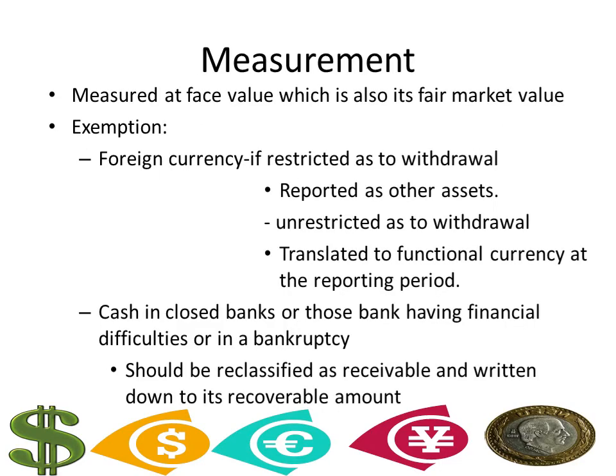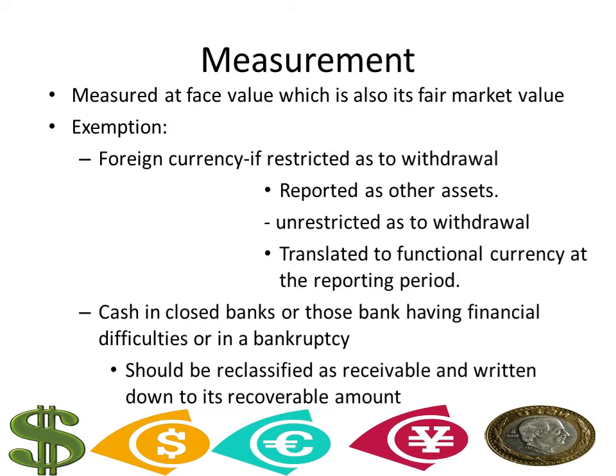Next, what is its measurement? Usually, cash and cash equivalent are measured at face value, which is also our fair market value, meaning anybody would be able to accept this currency at that amount. Take note, our exemptions are foreign currency, because foreign currency is subject to exchange rate. If restricted as to withdrawal, these are now reported as other asset. If unrestricted for withdrawal, then it should be translated to its functional currency. Here in the Philippines, our functional currency usually is peso at the reporting date, so that you wouldn't have a different value for each of the forex.